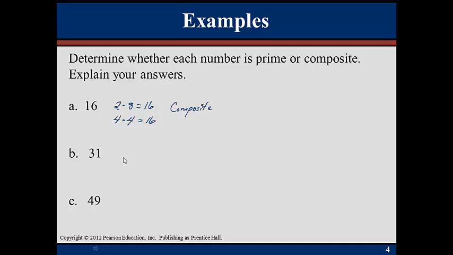And then for B, it says 31. Well, the only way we can get 31 is if we do 1 times 31. Therefore, 31 is prime. And then C is 49. We can do 7 times 7, and we'll have 49. Therefore, it is a composite number.